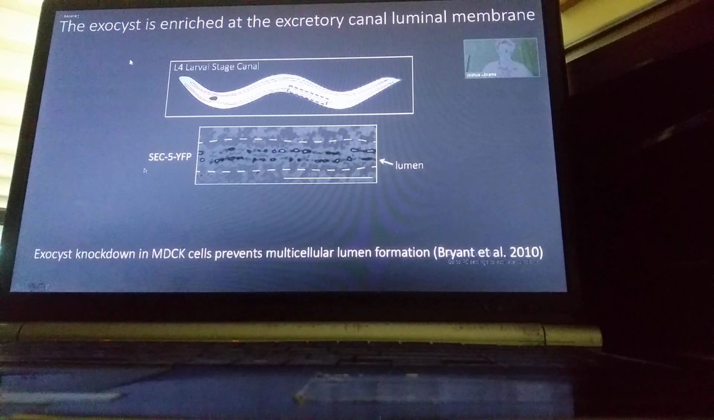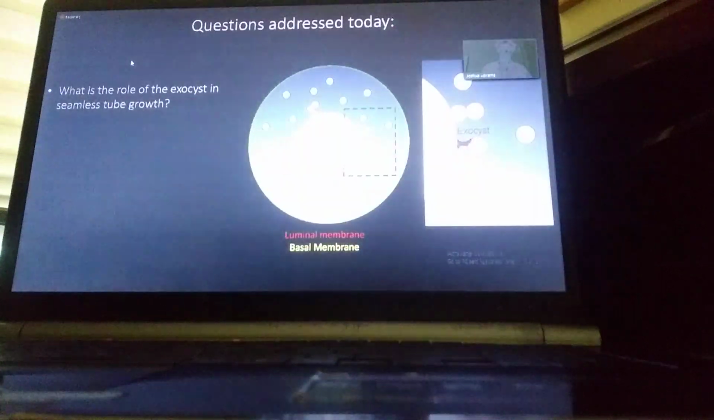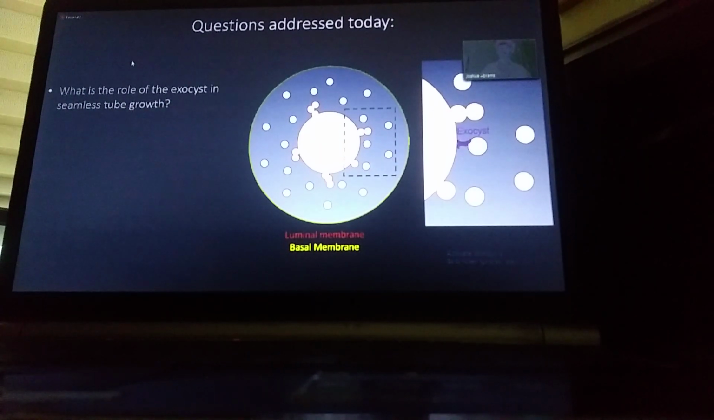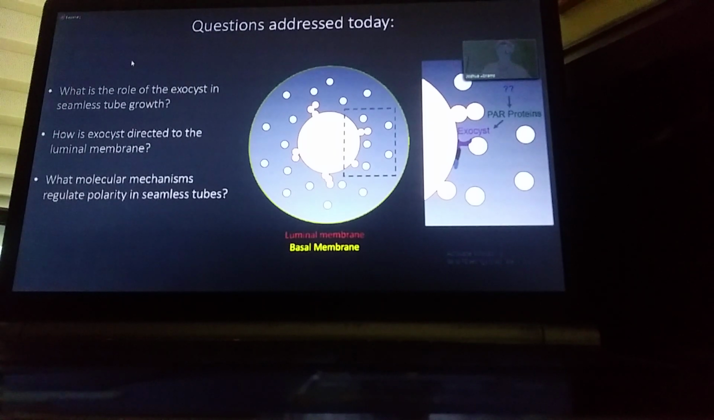So this, along with the previous observation that RNAi knockdown of exocyst in MDCK cells prevents multicellular lumen formation, led us to ask if the exocyst is actually indeed required for seamless tube growth. So that will be the first part of the talk, and then I am going to talk about how the exocyst actually gets recruited to the luminal domain, and finally talk a little more broadly about some molecular mechanisms that could be involved in polarizing seamless tubes.